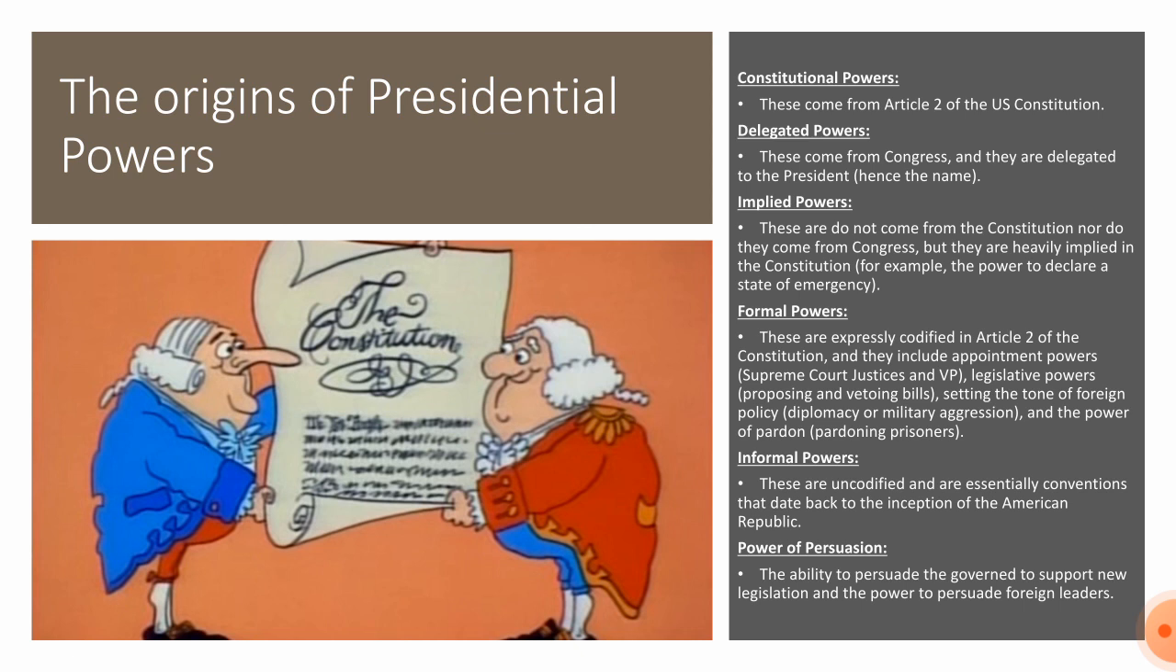For example, the power to declare a state of emergency. Formal powers, these are expressly codified in Article 2 of the Constitution, and they include appointment powers, so Supreme Court justices and the Vice President, legislative powers, proposing and vetoing bills, setting the tone of foreign policy, so choosing either diplomacy or military aggression, and the power of pardon, meaning pardoning prisoners.